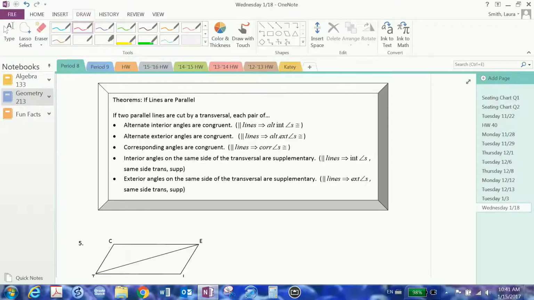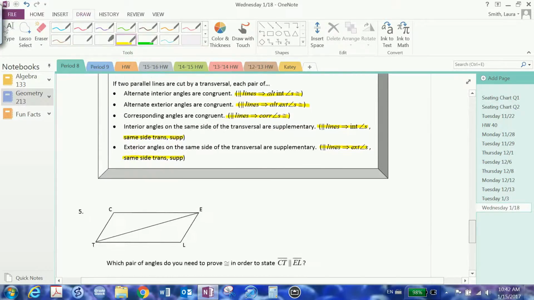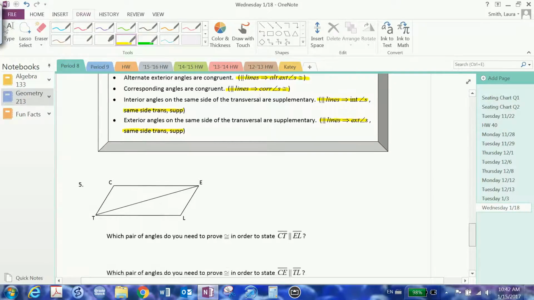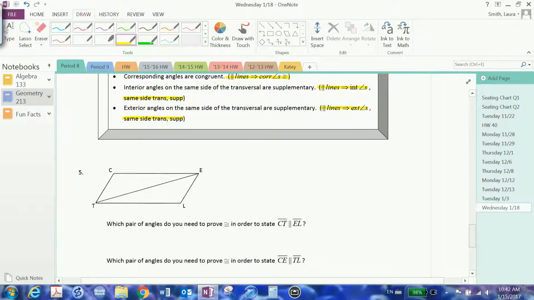All right, and here are the shortcuts that you can use in a proof. These are a little long, the ones with the same side interior supplementary and same side exterior supplementary. All right. So for number 5, we have which pair of angles do you need to prove congruent in order to state that CT is parallel to EL?